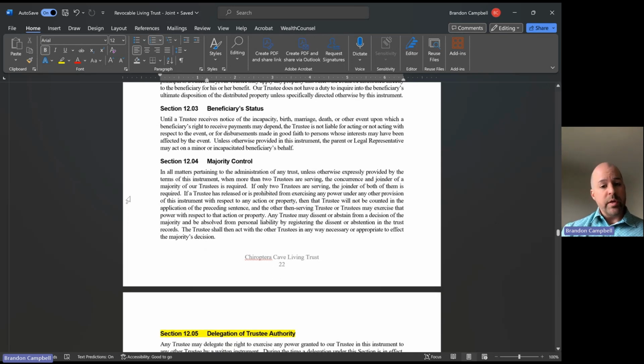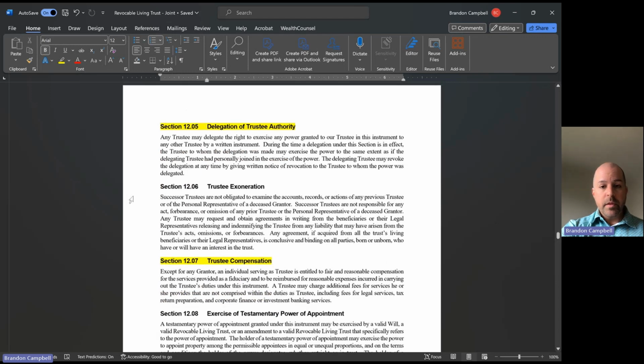Majority control. If we ever have two trustees serving together, co-trustees, then they're always going to make decisions for the trust by a majority vote. Obviously, if there's only two trustees, they have to agree on things unanimously. But if there were three trustees, then two out of the three get to make decisions.